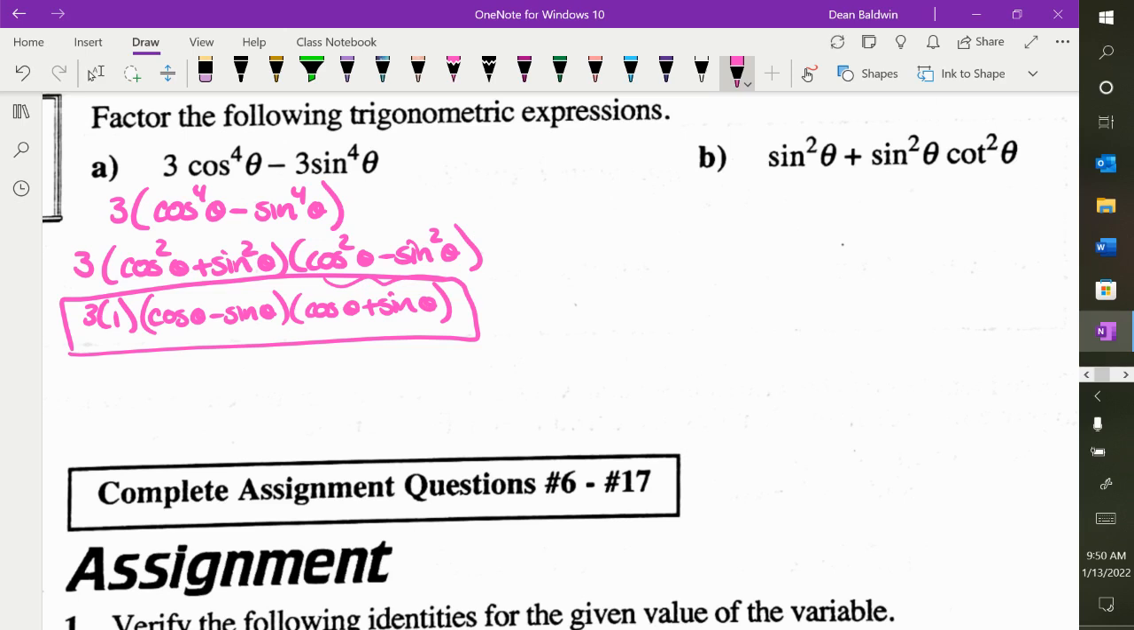Huh? Can you wait? I got one more example to do. All right.